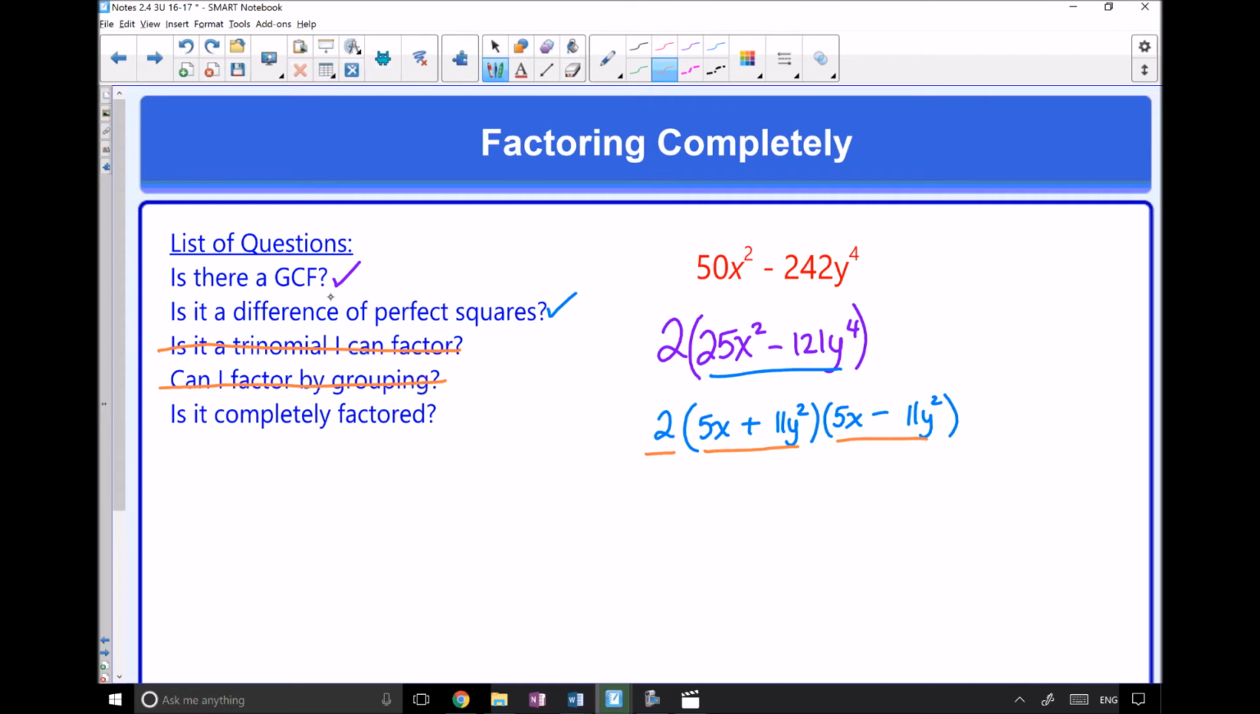No, because if I go back through my list of questions, there's no GCF and it's not a difference of perfect squares, and we already asked ourselves these questions about what's inside of here. Same thing with 5x minus 11y squared, so this is going to be my final answer. And remember, if I multiply this all through, I should get this answer that we got originally, okay?